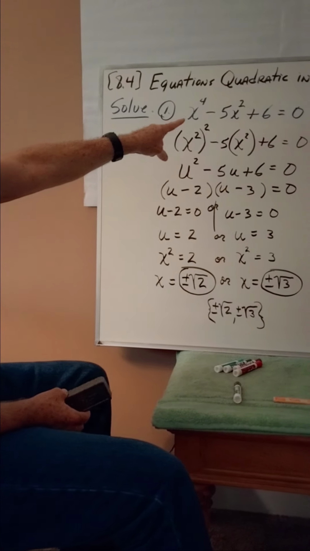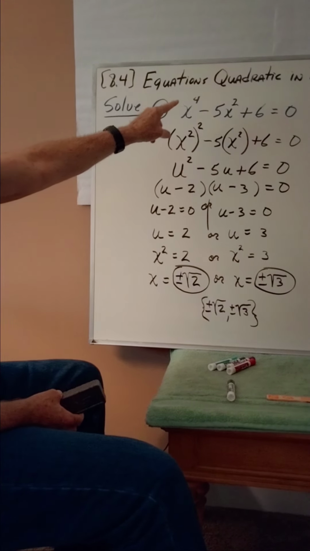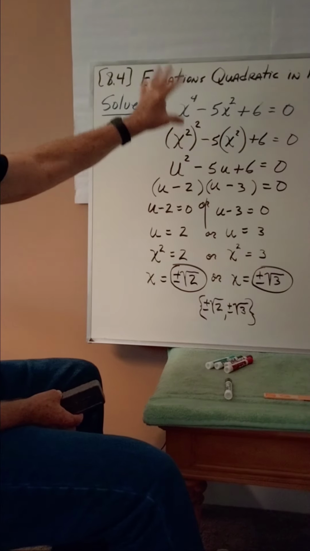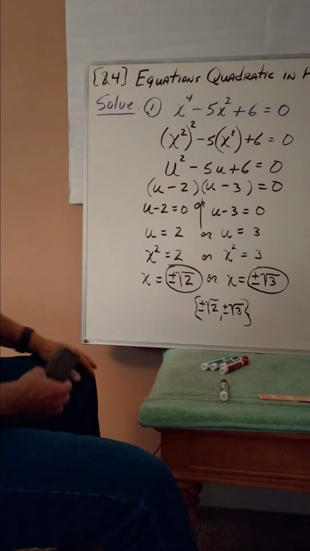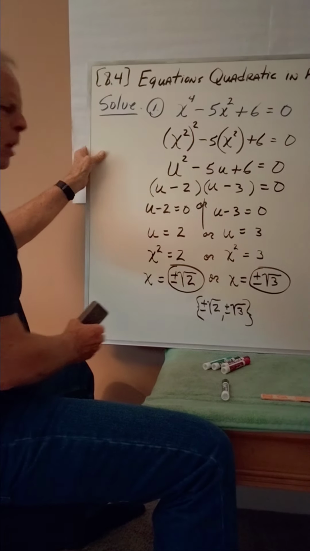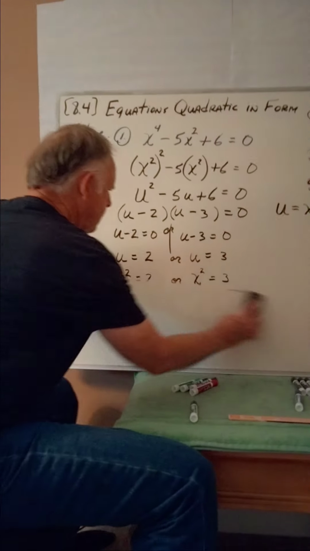Now, one more comment before I erase it. On number 1, we could have solved this without a substitution. We could have just gone immediately to 2 binomial factors, and we could have come up with the same answer, but that's not what the theme of this section is. That is why I didn't do that.